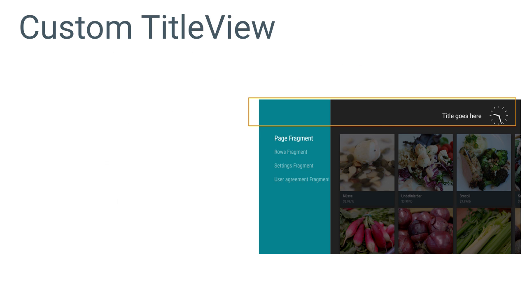The title view, which appears on the top of BrowseFragment, is where you display your branding information. The classical title view displays a search icon, a title, or a logo. Now, that is great. But what if you wanted to display your own custom view? The latest version of Leanback supports custom title view.